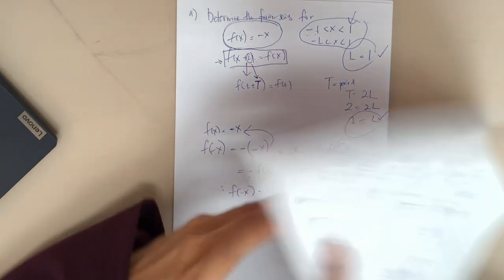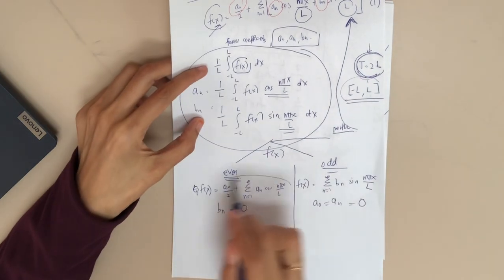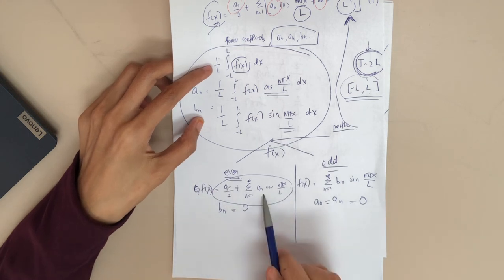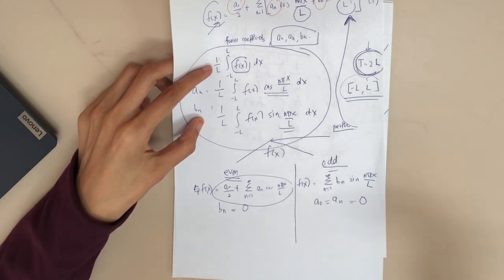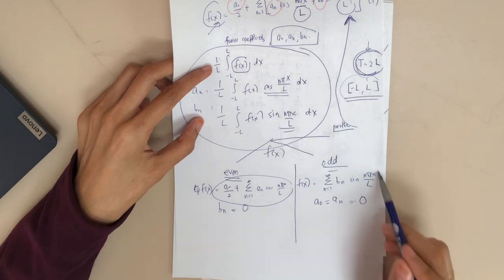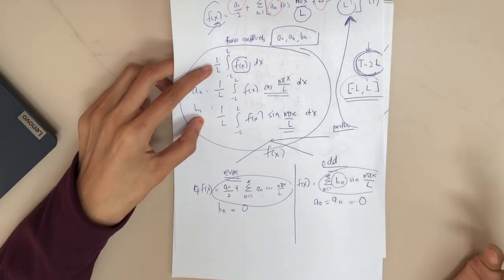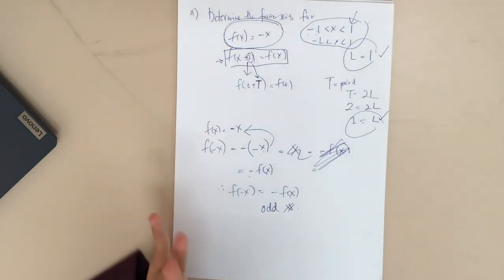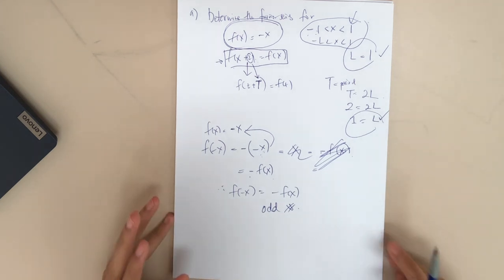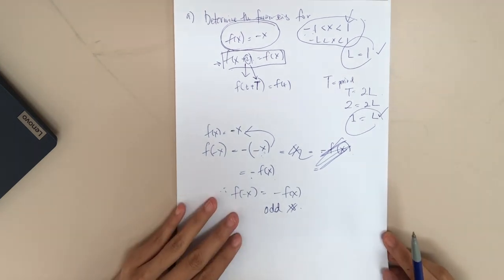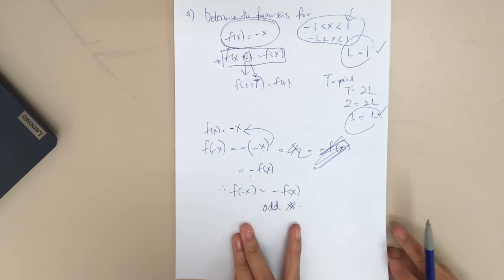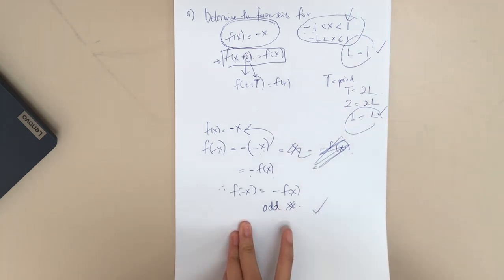If it is even, you will use this equation, where you find a0 and an. But supposedly, what you need to do for odd is just find bn. So make sure you are careful on that one. Alright, now we go to the next. So this is done.